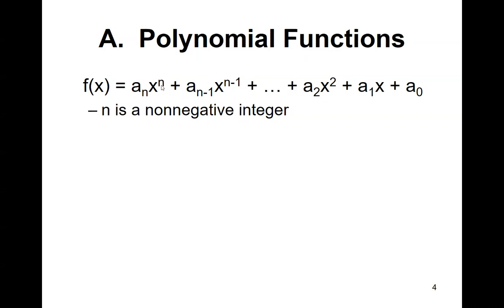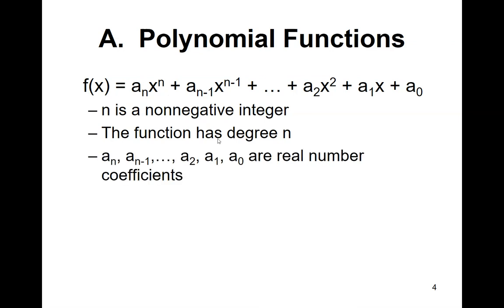If this was a power of 5, we might have another part that's a power of 4, so on and so forth until we get to a power of 2, a power of 1, and then even here, maybe a power of 0, x to the 0 power would just be 1. Okay, the function would have degree n. That is the number that is the biggest, way on the left side there.